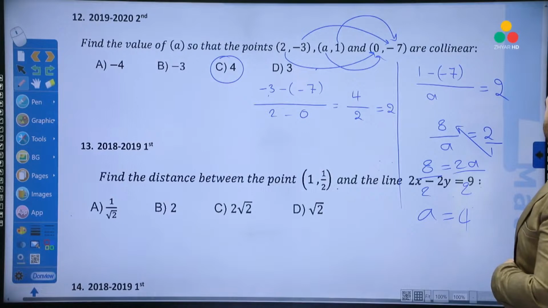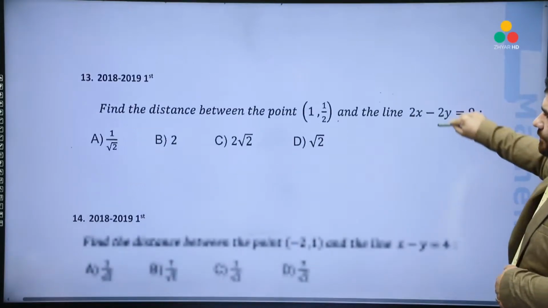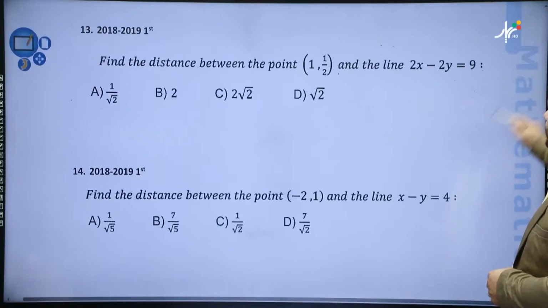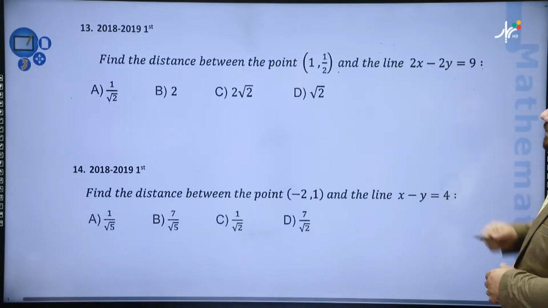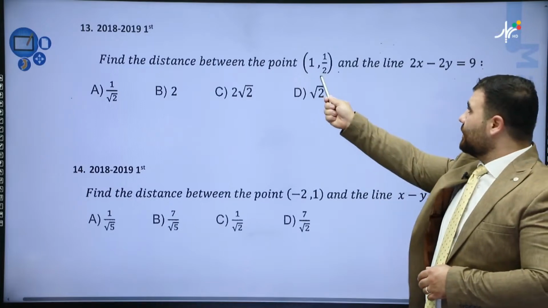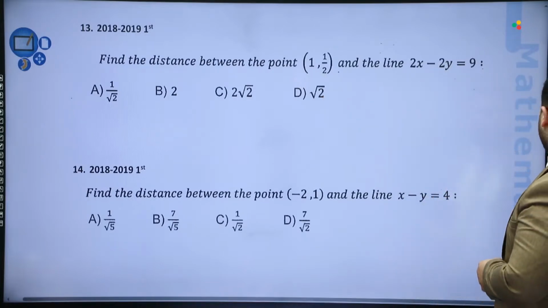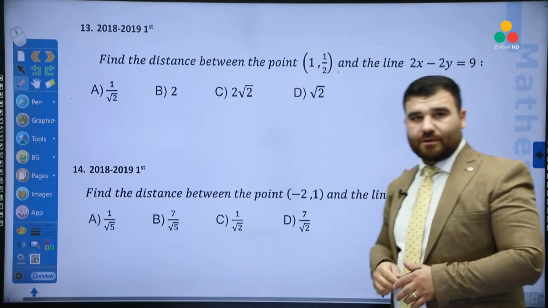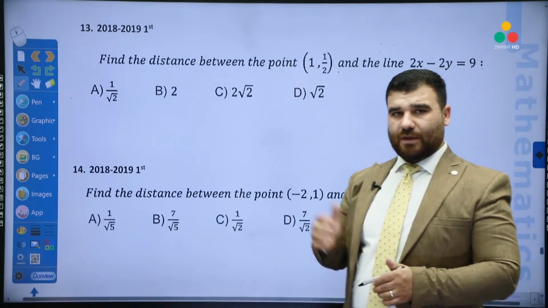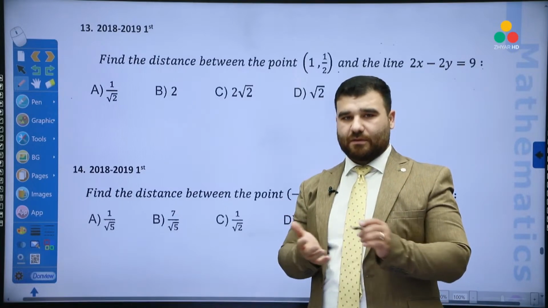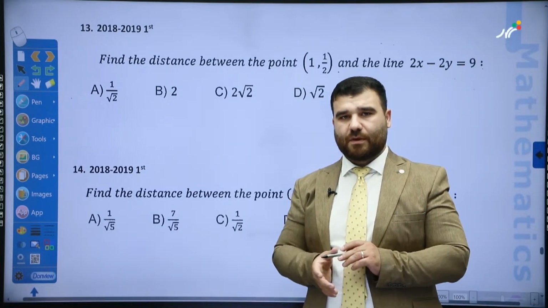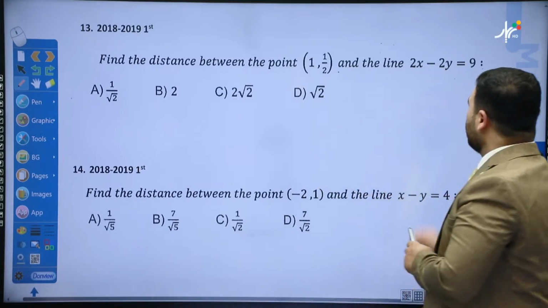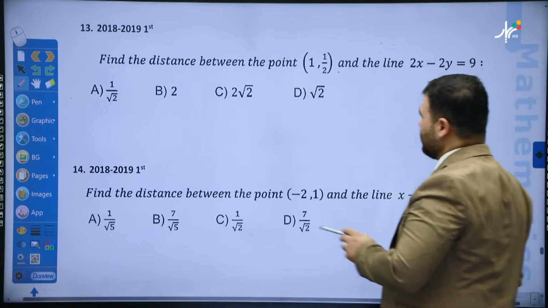Next question. Find the distance between this point and this line. To find the distance between a point and a line, we have a rule that has 5 components: a, b, c, x1, y1. Then we apply them in the rule. Let's make it clear. Firstly, the equation should be equal to 0.